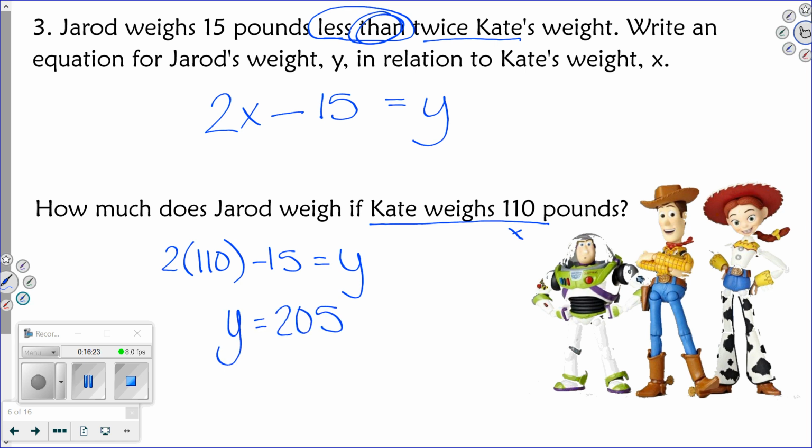Now, you guys, the key thing, hopefully you remember from when you were in younger grades, if it is a story problem, what should all of your answers have on them? A label. 205 pounds. Yeah, make sure if it's a story problem, you need a label. If you do not put a label, I'm going to take a point off. Okay?